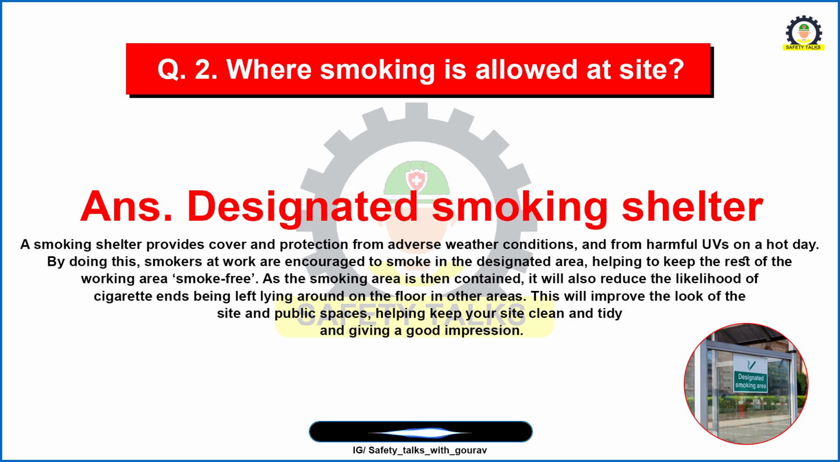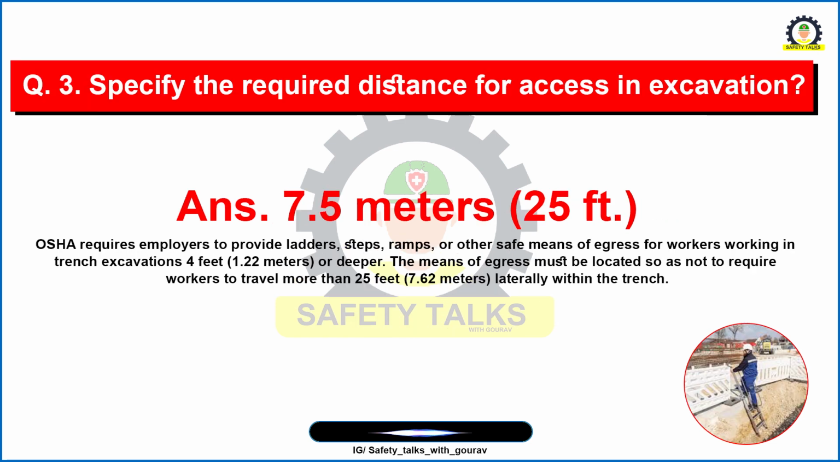And as the smoking area is contained, it will also reduce the likelihood of cigarette ends being left lying around on the floor in other areas. This will also improve the look of the site and public spaces, helping keep your site clean and tidy and giving a good impression. So this is the second question: where smoking is allowed at site. The answer will be designated smoking shelters. Now move on to the next topic.